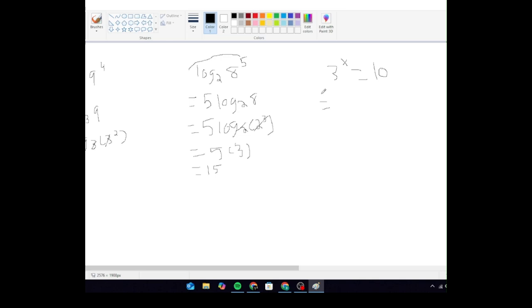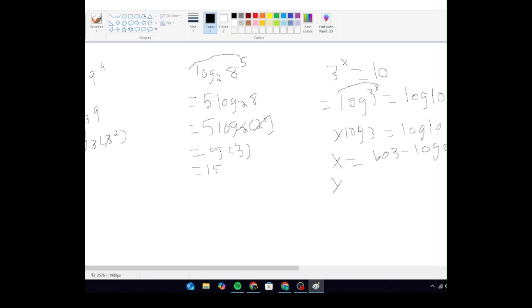Okay, so first, we will log both sides. Don't mind my handwriting. Now we log both sides. This x comes in front, so it will be like this: x log 3 equals log 10. So basically the same rule. This is still an exponent, so it will still become the leading coefficient. And then you will bring this to the other side.